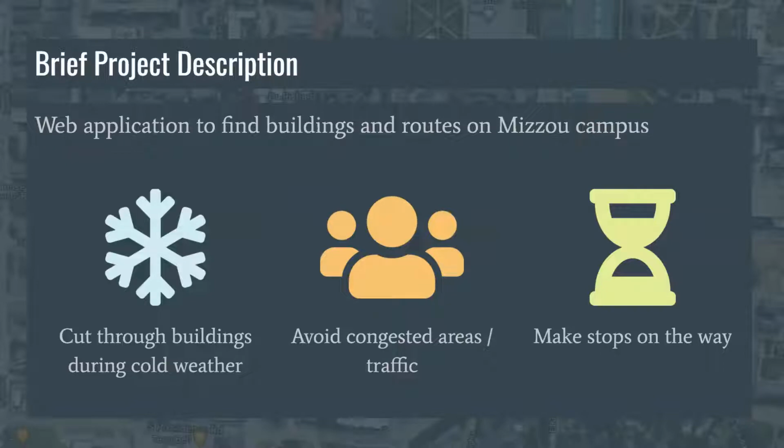So our actual project description is a web application to find buildings and routes on Mizzou's campus, sort of like Google Maps, but the key feature is that you can route indoors and through buildings. So one of the main points is that we wanted to cut through buildings during cold weather or any other reasons you wanted to stay inside. And we also wanted to avoid congested areas and traffic. Like, let's say the student center is really busy right around noon, you would route around that. And we also wanted to be able to make stops on the way.